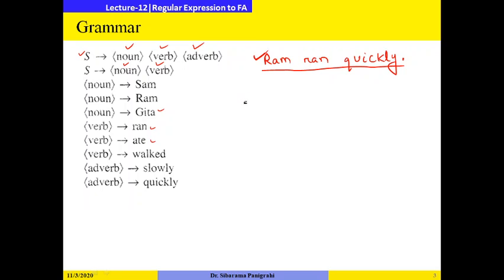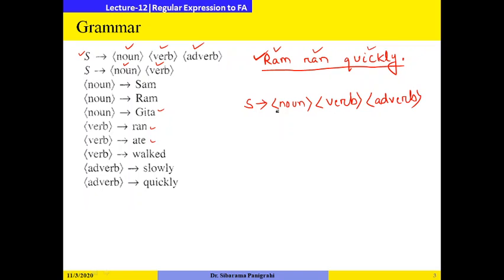Initially I have to begin from the start symbol S. So I have started from S. Here there are two productions of S. One is noun, verb, adverb, another one is noun, verb. Here you can see that Ram is a noun, ran is a verb, and quickly is an adverb. So I will use the production S gives noun, verb, and adverb.